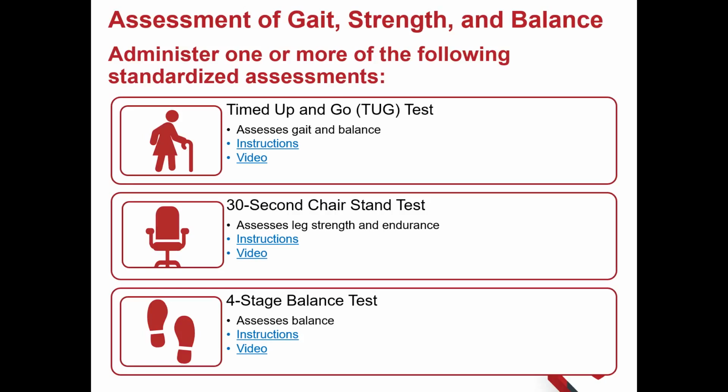The third test suggested is called the 4-stage balance test. This assesses balance in successively more difficult standing positions. Some of you may know this as the Romberg and Sharpened Romberg. It involves having them start with their feet side by side and holding that position for 10 seconds. Then they take a slight step forward with one foot and hold for 10 seconds.